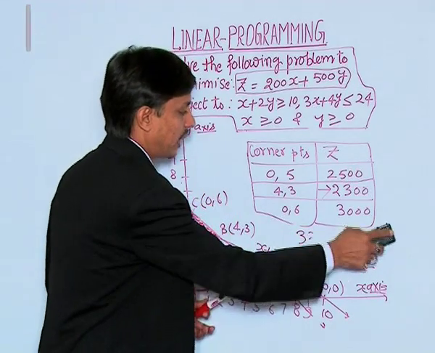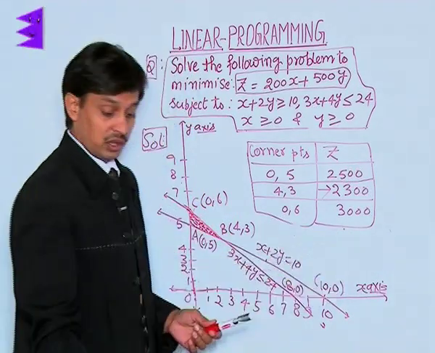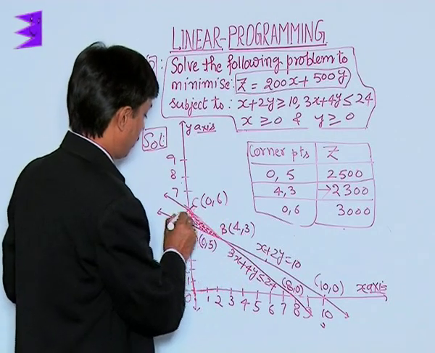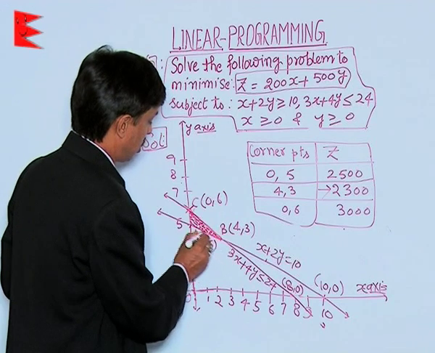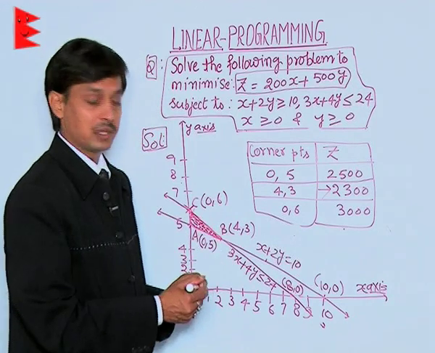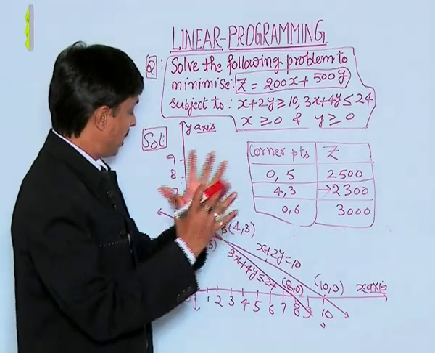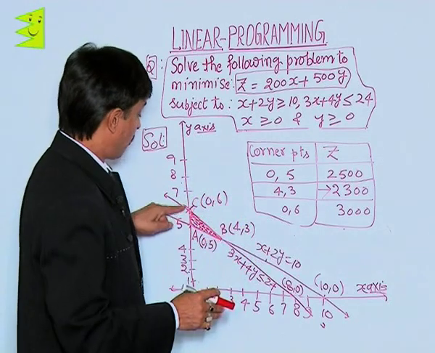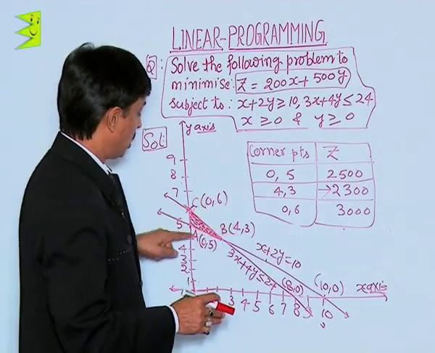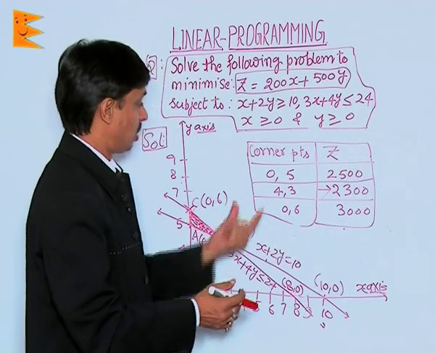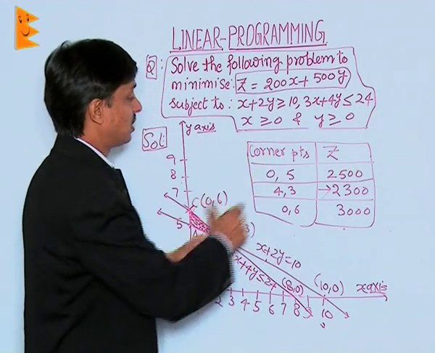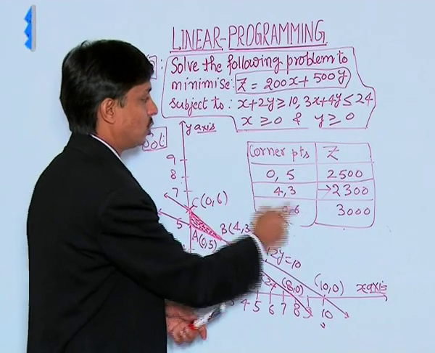So we can actually see only this triangle, this zone, is the common shaded part of all four inequalities. So the minimum will be taken only from these three points, 0 comma 6, 4 comma 3 and 0 comma 5, because this is the most common zone. So what are the corner points? 0, 5; 4, 3; 0, 6.